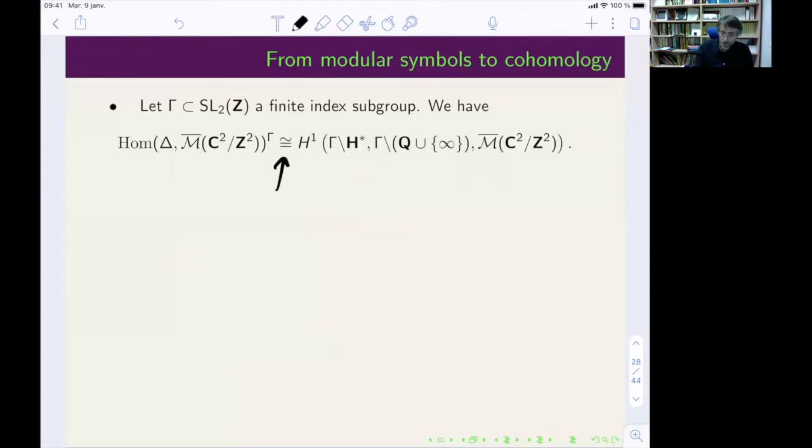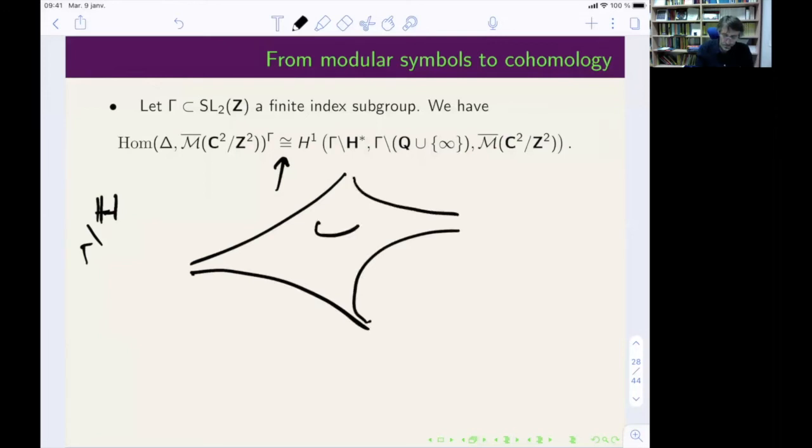on this isomorphism. Let's say gamma is now a finite index subgroup. So you have a quotient H mod gamma, which is now a surface with some punctures coming from the point at infinity. So this quotient is something like that. And here you have some points at infinity that are classes of rational points on the boundary at infinity, classes modulo the gamma action.